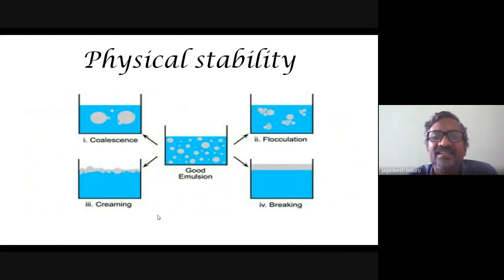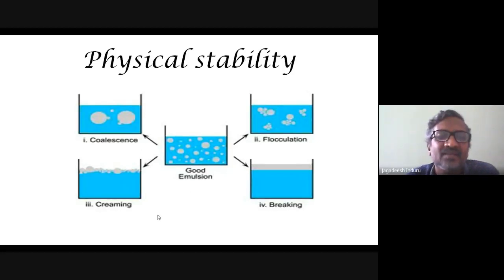And the worst condition, the fourth condition, is breaking. That is ultimately separating oil and water. Whereas in aggregation, flocs are present, making a bigger agglomerate. And in coalescence, all these flocs are getting merged to become a bigger globule, and they tend to become breaking and creaming later onwards.